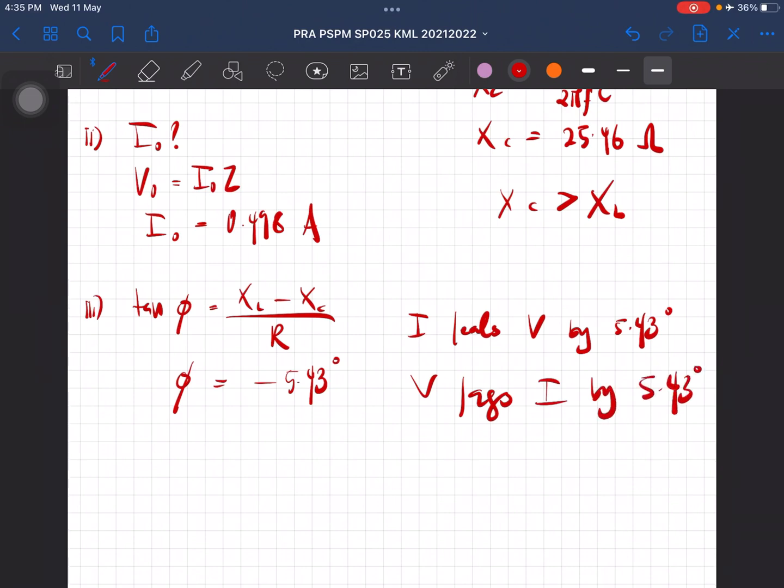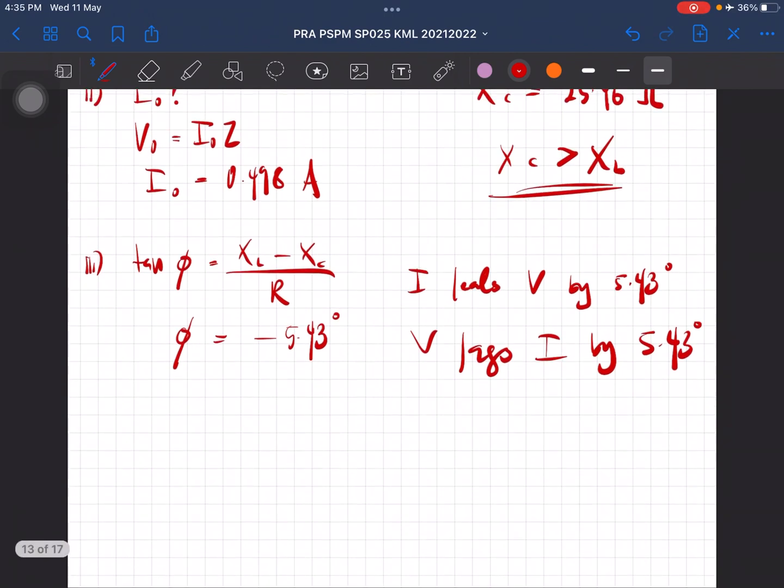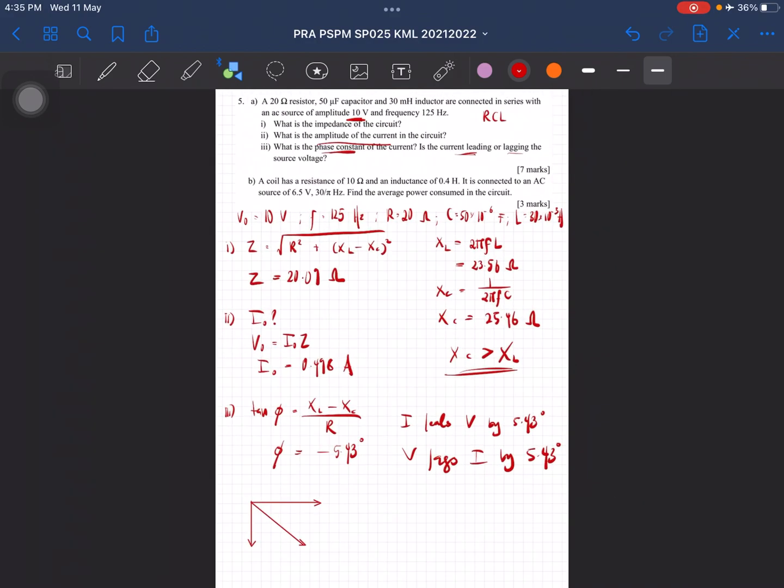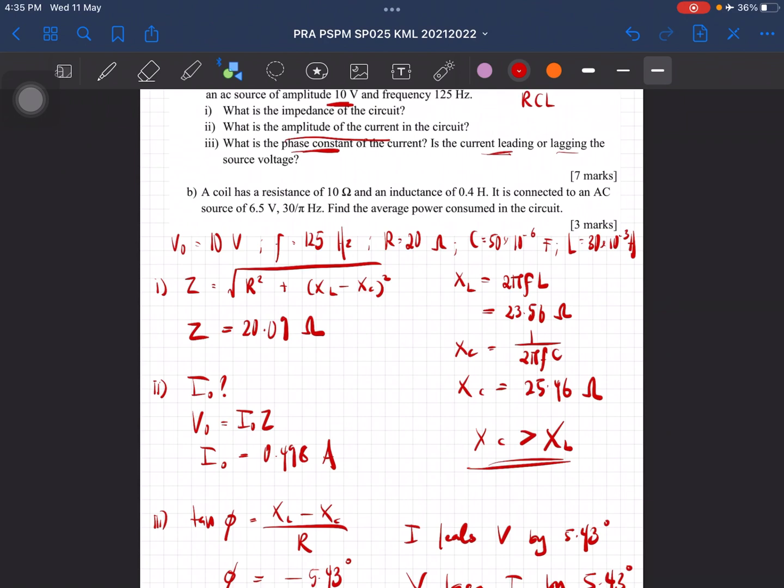Okay, so I write this down because if they ask you to draw a phasor diagram, the arrow is gonna be pointing downwards instead of upwards. Okay? Alright, question B.